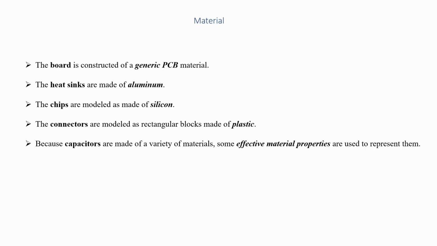In terms of material, generic PCB will be applied on the board. For the heatsink, we'll use aluminum. The chips, silicon of course. The connectors, we'll use plastic. Capacitors are made of different types of materials, so therefore we would apply some effective material properties to those.